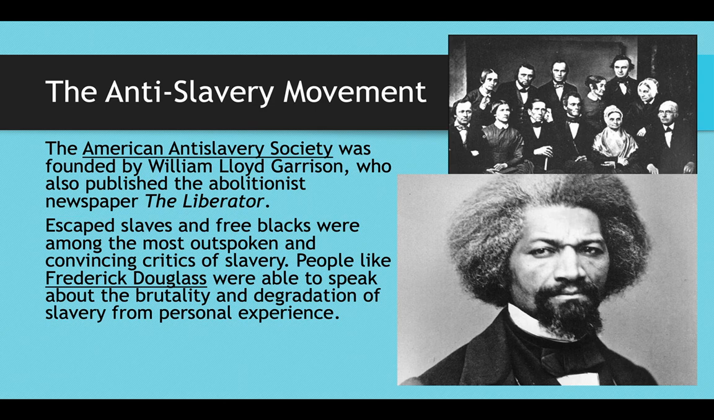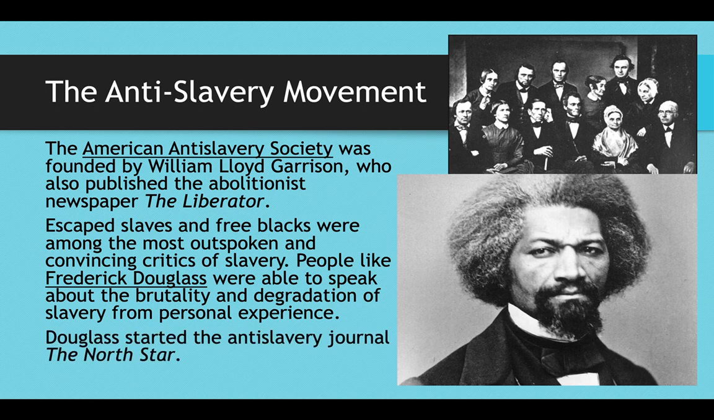One example of someone who was very outspoken and convincing in his abolitionist views was Frederick Douglass. He was someone who had been enslaved, who had been abused as a slave, who had been broken by a, quote, slave breaker, and he said almost died. And then he became free. He escaped and he got an education and became a very prominent abolitionist speaker. In fact, he was one person who was integral in creating the first black unit in the Civil War, the 54th Massachusetts. So he was able to speak about the brutality and degradation of slavery from a more personal experience, and Douglass himself started the anti-slavery journal called the North Star.